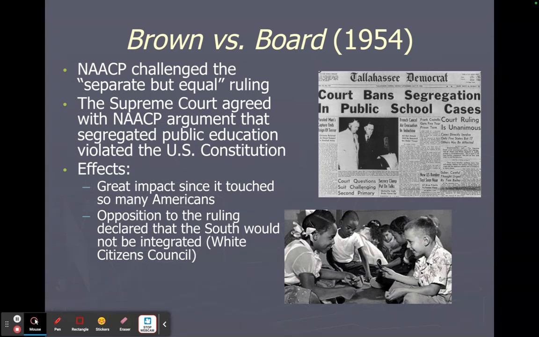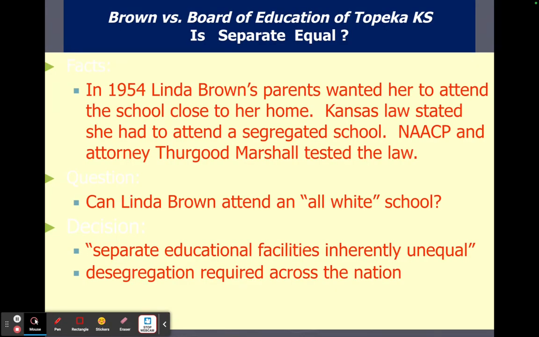It had massive effects since it touched many Americans. But there also was great opposition to the ruling, and the South would not be integrated. So we're going to start to have multiple battles between Black Southerners trying to integrate schools. Integrate is the opposite of segregate. When you integrate, you're bringing people together. So we're trying to integrate the schools and have both whites and Blacks in the same school. And this will lead to major fights that we'll mention later on here.